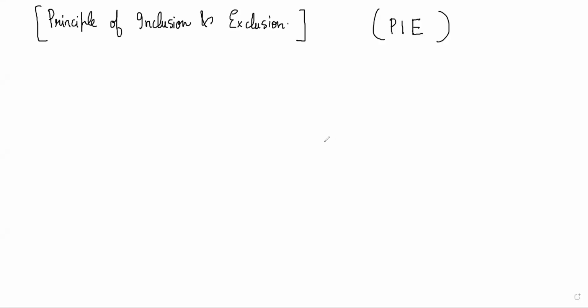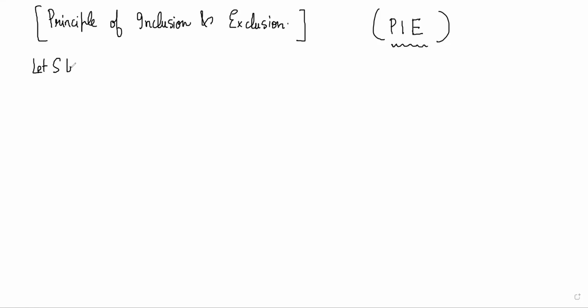Hi, in this video, we are going to look at a very useful counting technique. It is the principle of inclusion and exclusion, which we'll also refer to as PIE. According to this method, we are able to count the number of elements of a particular set which satisfy certain properties. I will explain the theory first, and then we'll look at some examples by which we learn how to apply this.